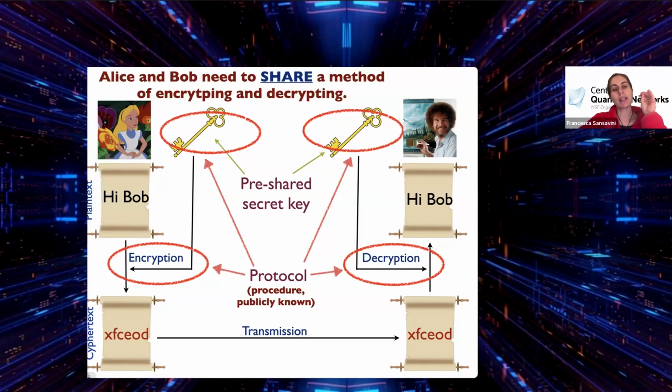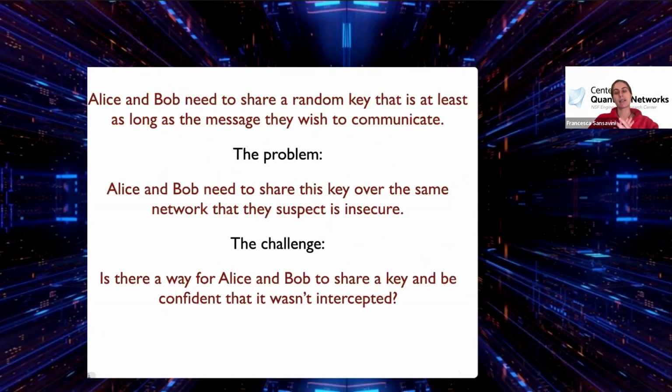Now, I think the problem here lies really in this pre-shared secret key, because the problem is that Alice and Bob at some point will need to share this key. One way would be for Alice to take the key, go to Bob's house, give Bob the key, but of course this is very expensive. It's not feasible if there are long distances like thousands of kilometers, like now we are communicating in different states.